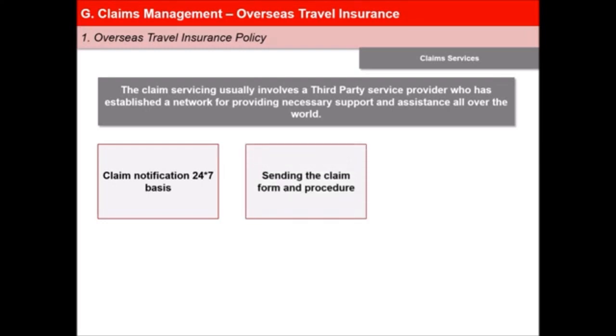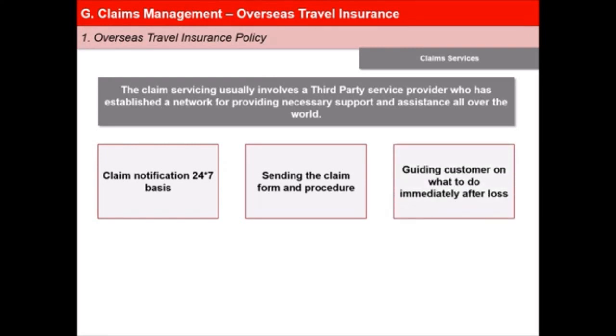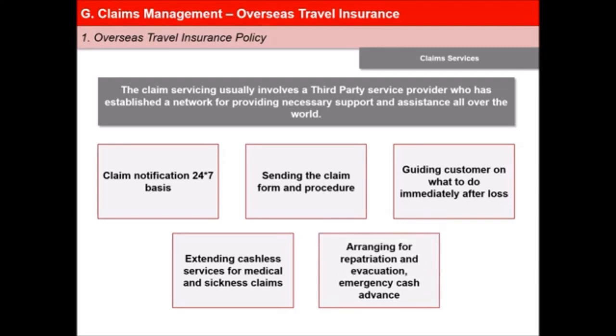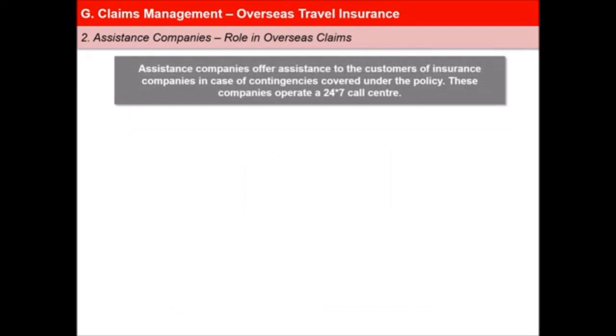Claim services essentially include taking down the claim notification on a 24/7 basis, sending the claim form and procedure, guiding the customer on what to do immediately after loss, extending cashless services for medical and sickness claims, arranging for repatriation and evacuation, and emergency cash advance. Assistance companies offer assistance to the customers of insurance companies in case of contingencies covered under the policy. These companies operate a 24/7 call center.